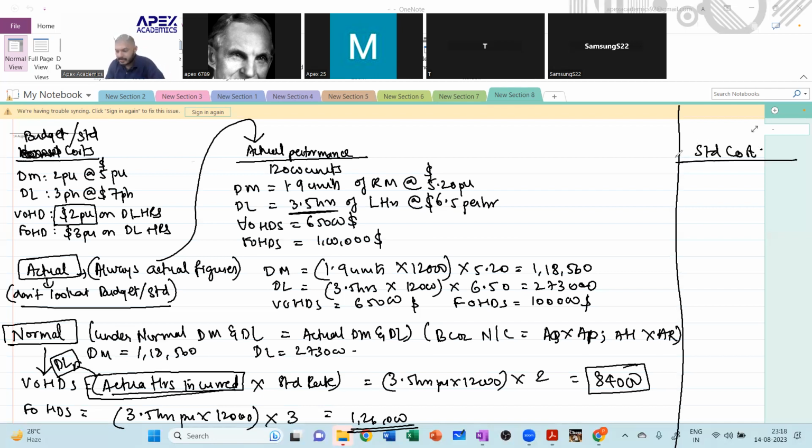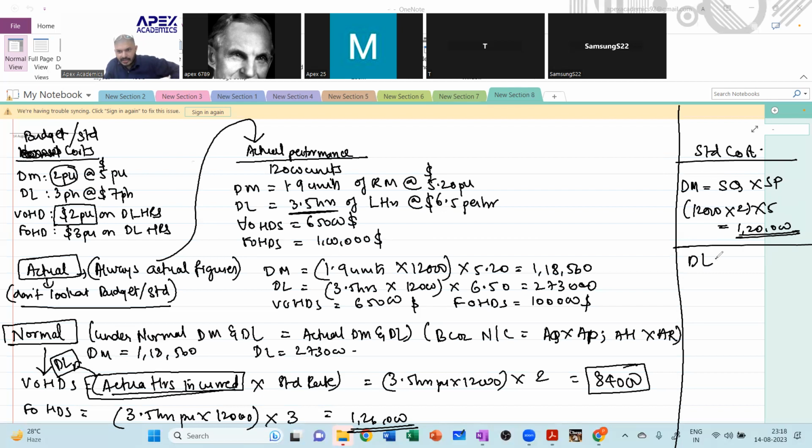Now we go for the interesting one, that is standard cost basis. Standard cost basis for direct materials will be standard quantity multiplied by standard price. Now ask yourself, you are revising your budget. So for 12,000 units, you will need a standard of 2 per unit, at the rate of 5 per unit. So this is going to be 120,000.